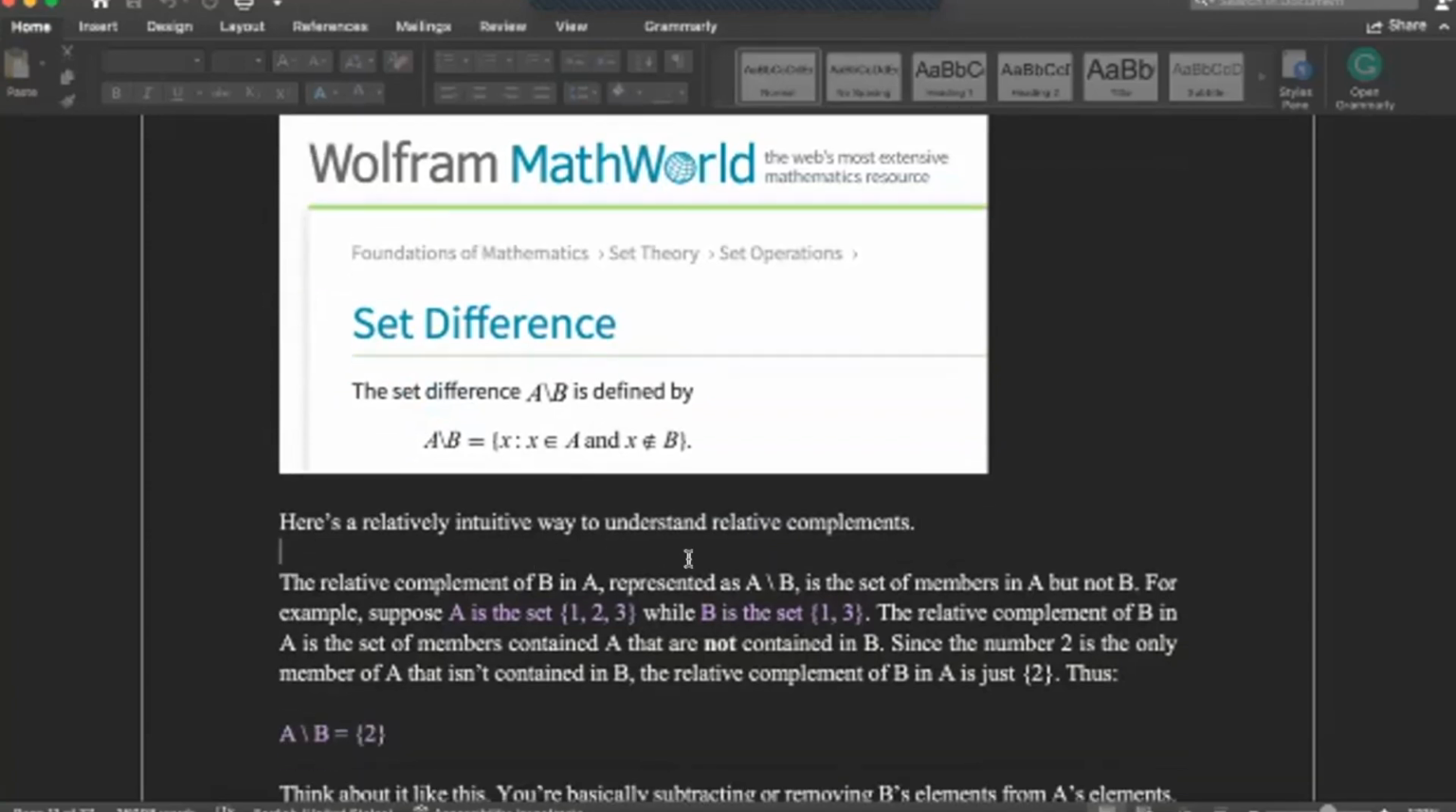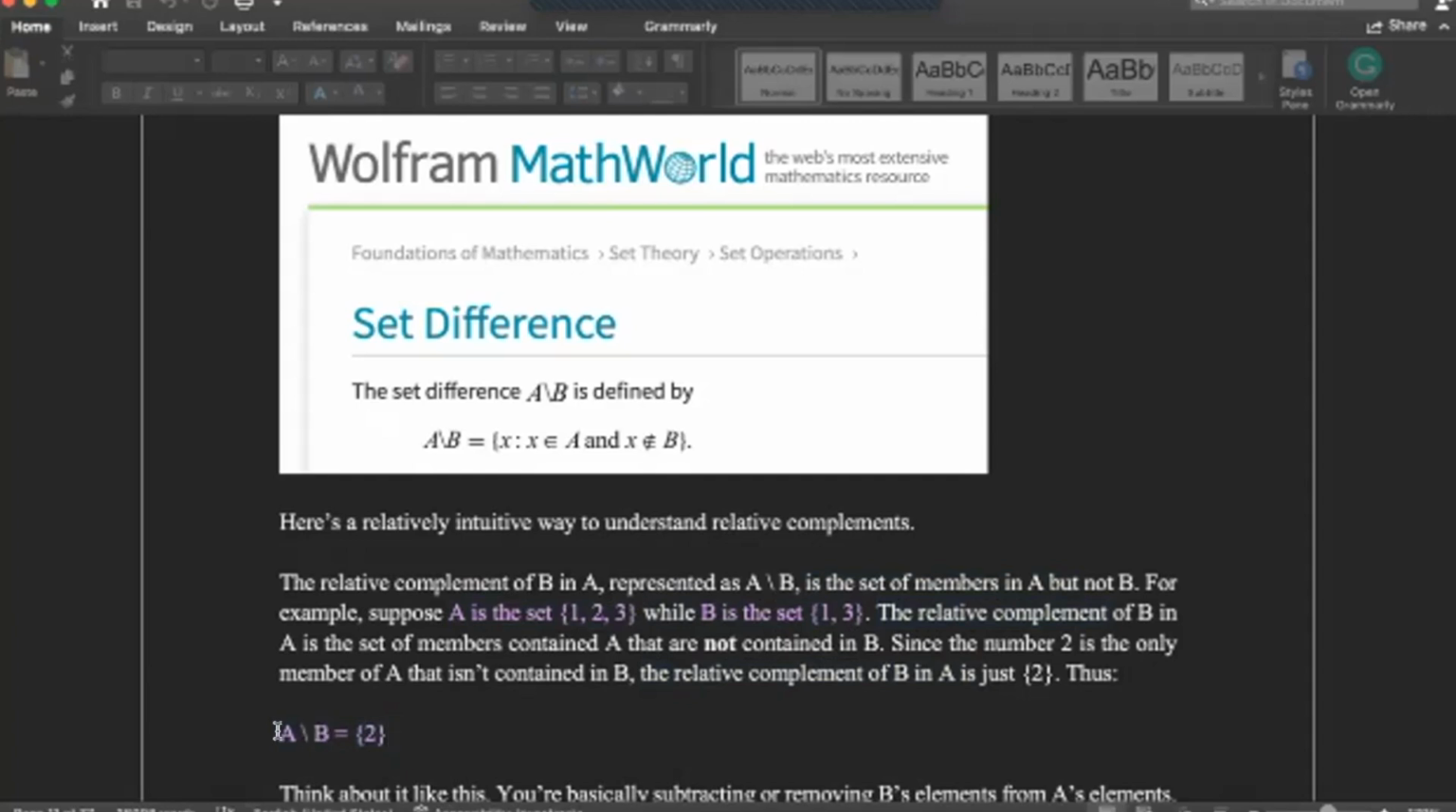So let me make this intuitive for you. The relative complement of B in A, represented as A backslash B, also known as set subtracting B from A, is the set of members in A but not in B. So for example, suppose A is the set 1, 2, and 3, while B is the set of 1 and 3. The relative complement of B in A is the set of members contained in A that are not contained in B. Since the number 2 is the only member of A that isn't contained in B, the relative complement of B in A just is the set containing 2. So thus we have the relative complement of B in A is the set containing the number 2.